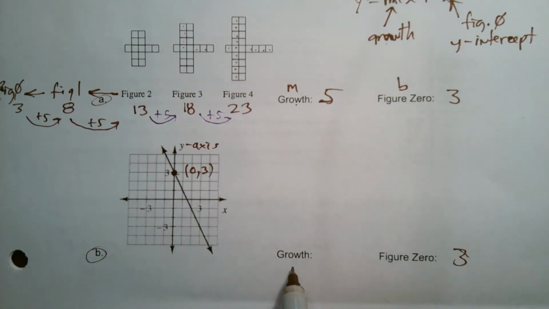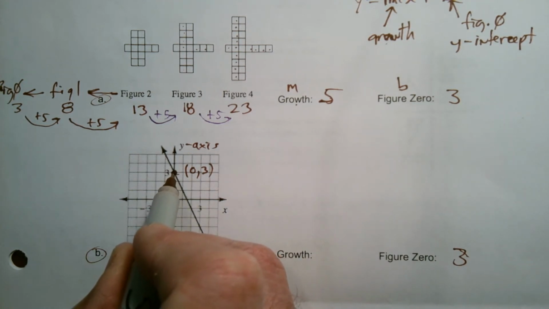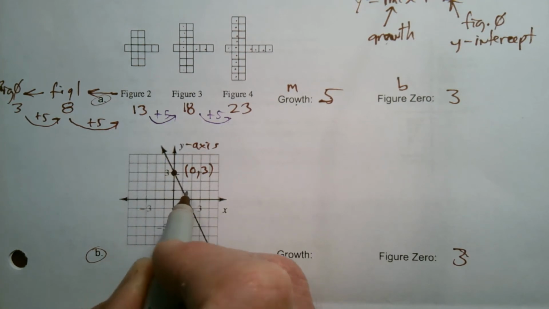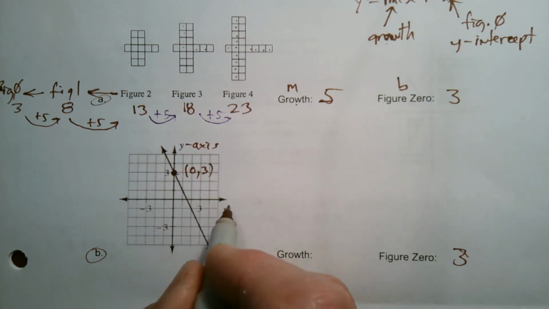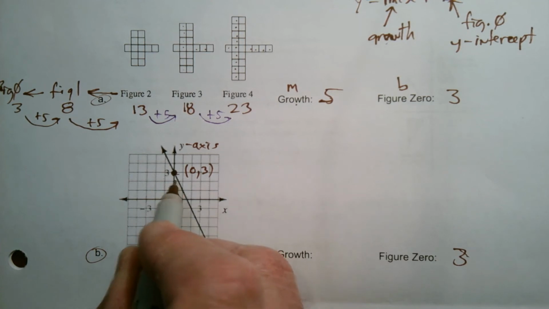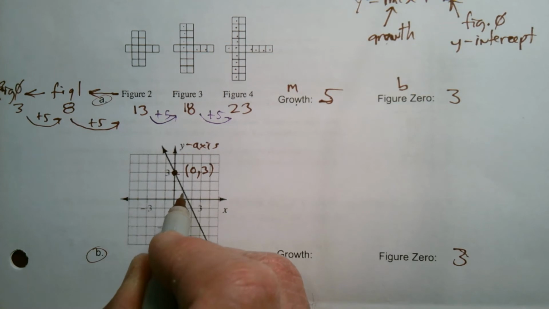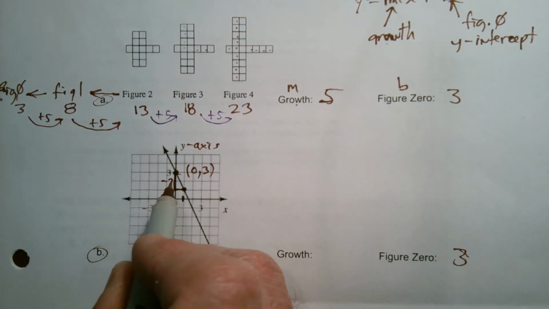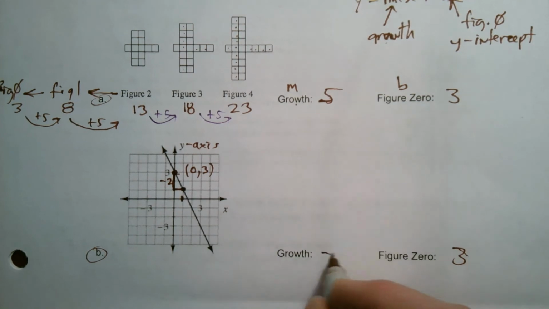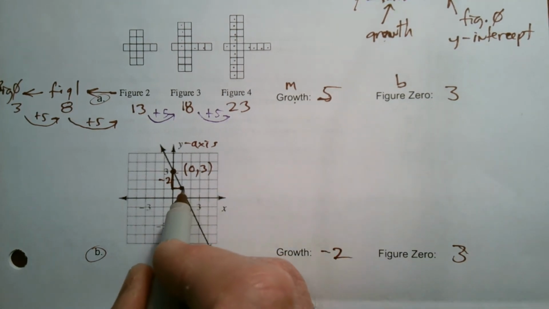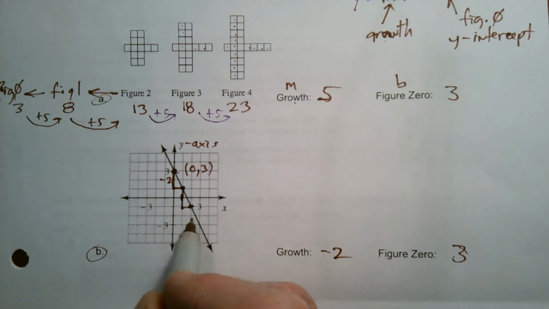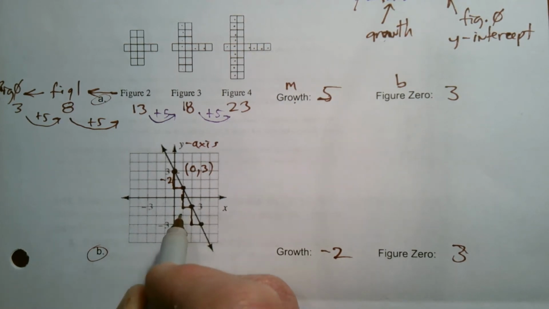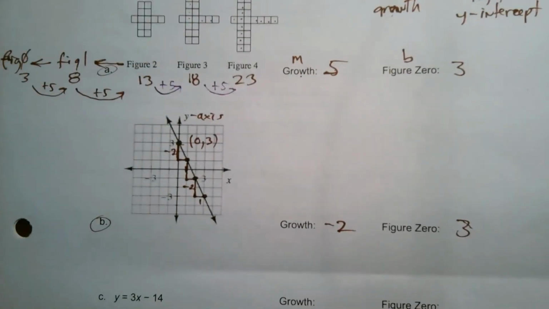Now for my growth, I look at how far I go either up or down when I go over each figure. X represents the figure numbers. So every figure I go over, like here's my figure 1, I end up at that point. It looks like I'm going down 2 over 1, so I'm going negative 2. My growth in this case is negative 2, because every time I go down 2 over 1.